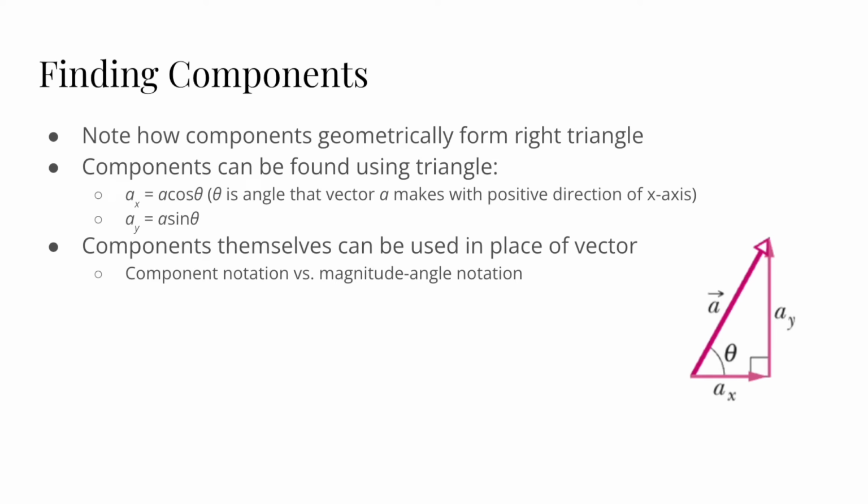It's important to understand where we're measuring theta from, because sine and cosine can switch based on that. It just depends on the structure of your right triangle and how you design your trig functions.